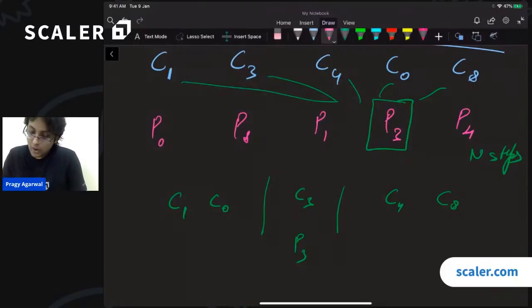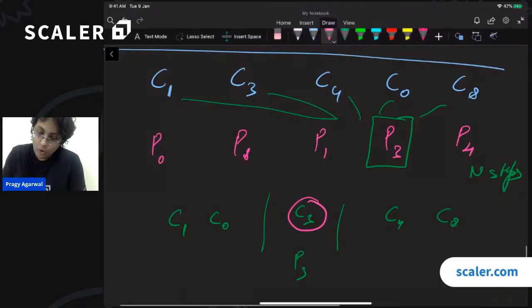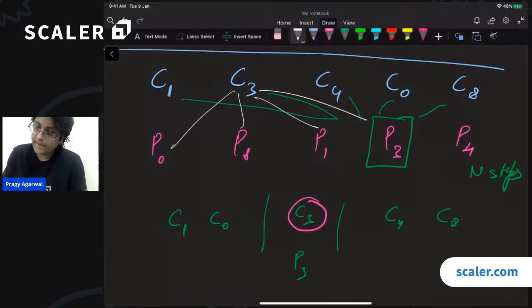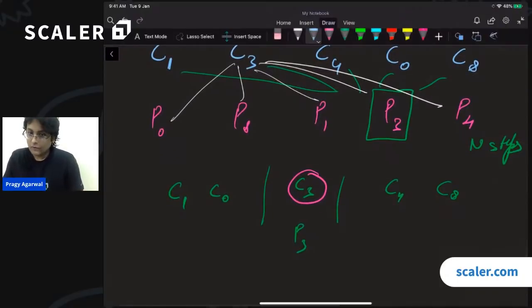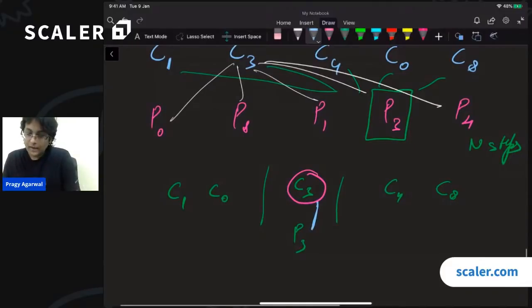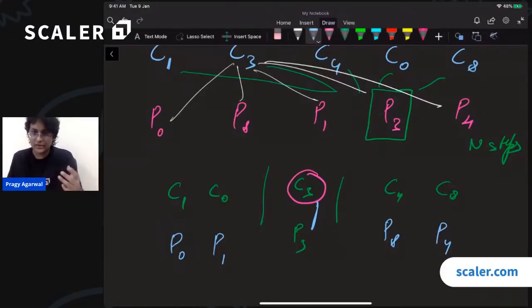Now I can take this C3 cap and compare it with all the different pens. What will that give us? That will tell me that C3 matches with P3, but P1 and P0 were smaller than C3, while P8 and P4 were larger than C3. Does that make sense?